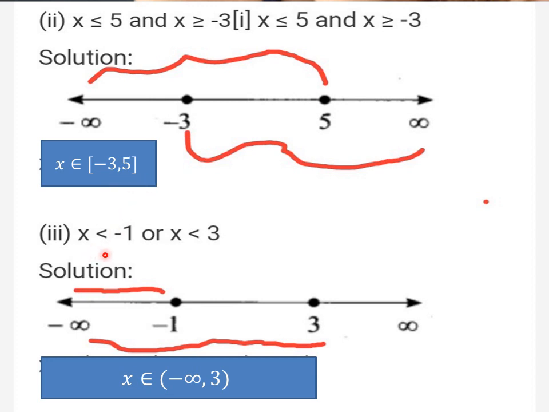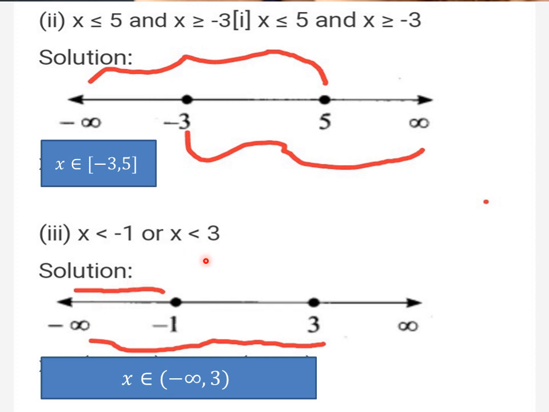Third subdivision, x is less than minus 1 or x is less than 3. So here we have "or". "Or" means you have to see the union of both the sets. So first real line, minus infinity to infinity, minus 1, then 3. X value is less than minus 1 means we have to take the terms from minus infinity to minus 1. Minus 1 will not be included, which is less than that you have to take.